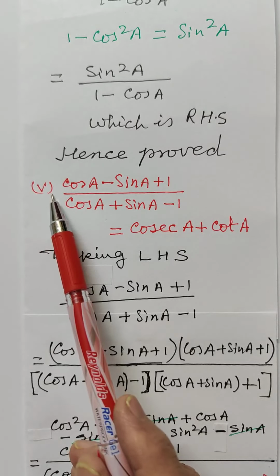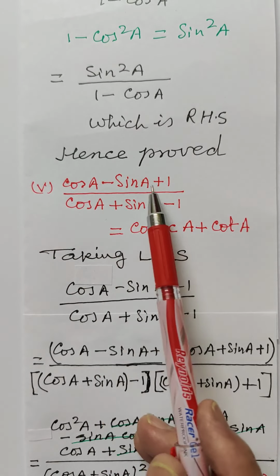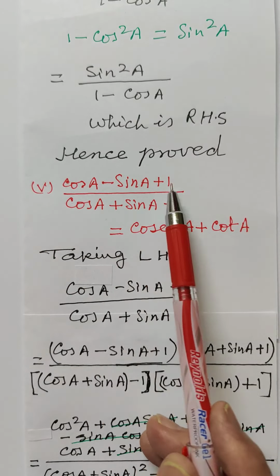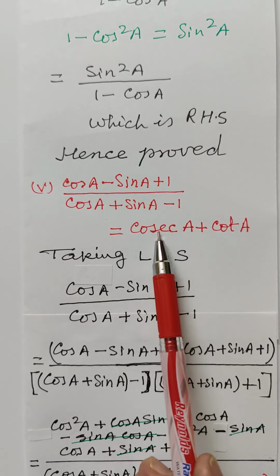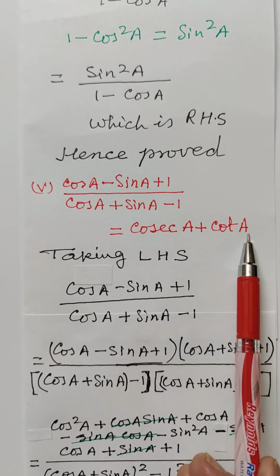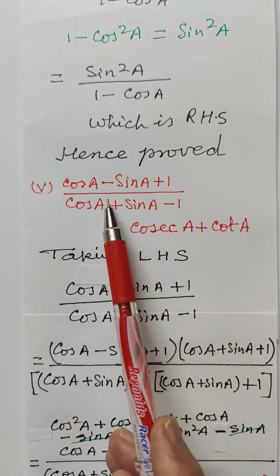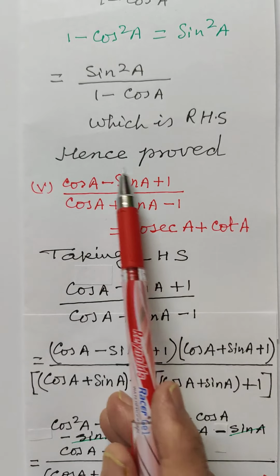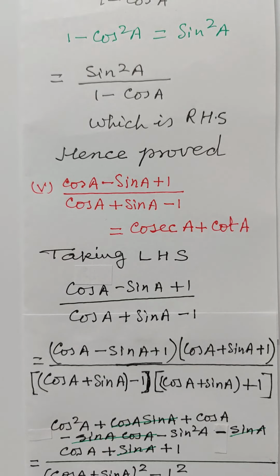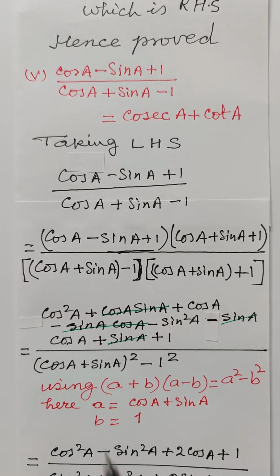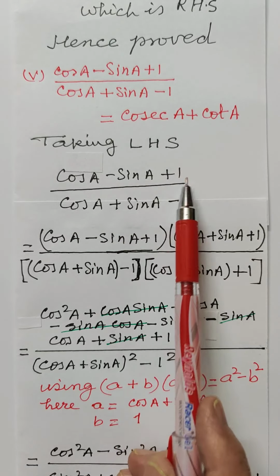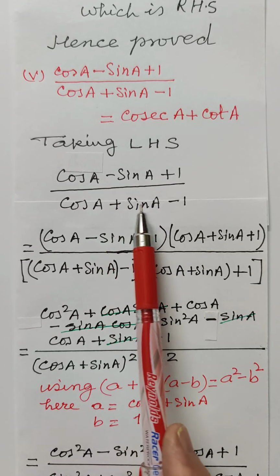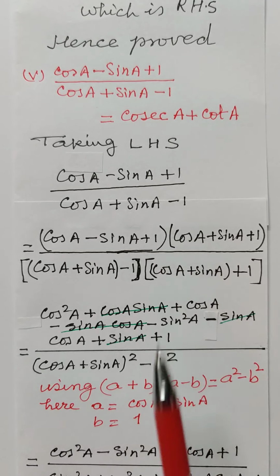Part 5th, that is (cos A minus sine A plus 1) upon (cos A plus sine A minus 1) is equal to cosec A plus cot A. Again taking LHS. LHS is this part, so taking LHS, LHS is (cos A minus sine A plus 1) upon (cos A plus sine A minus 1).